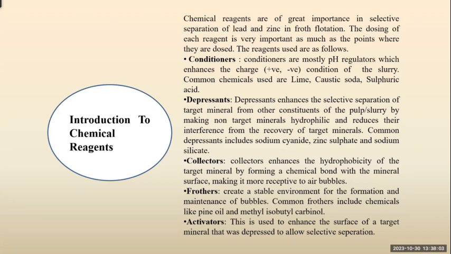So in lead and zinc, we collect lead first and depress zinc. Then we collect zinc later on. You have also the activators. An example of an activator is copper sulfate. Actually, if you only have one metal, you don't need an activator. But if you're dealing with two metals, like zinc, you have to activate the metal you actually depressed earlier on.